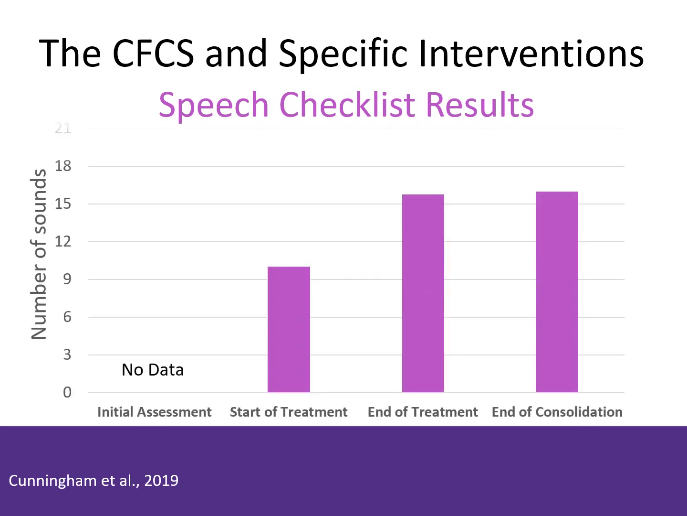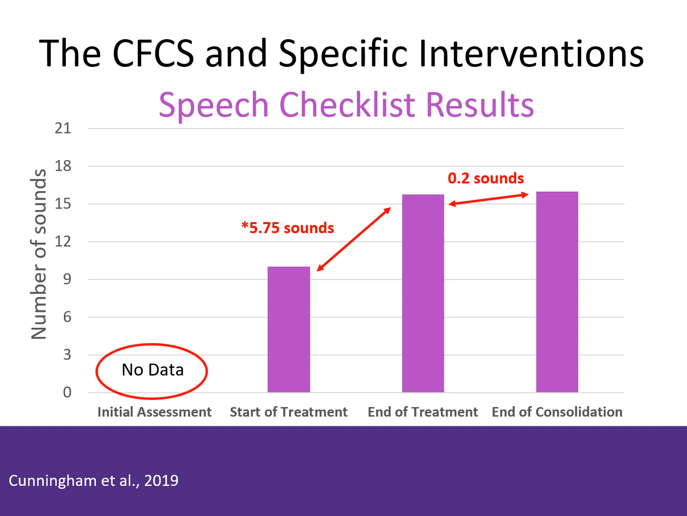This slide shows growth in children's speech-sound inventories as measured using the informal checklist developed by the Hanen Centre. We found statistically significant growth in speech-sound inventory during the direct intervention period, but growth was not significant during the consolidation period. We could not attribute these changes directly to the program because we were unable to collect this data at the initial assessment appointment, and because by the end of treatment, children's consonant inventories were within the range of age expectations, so additional growth was not necessarily expected.